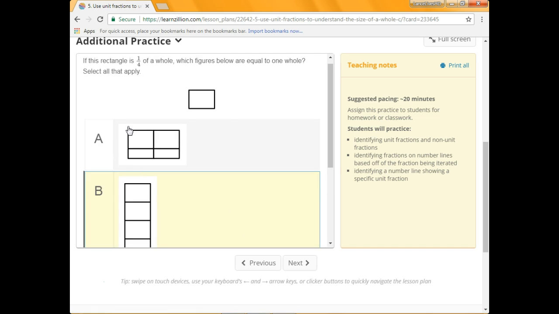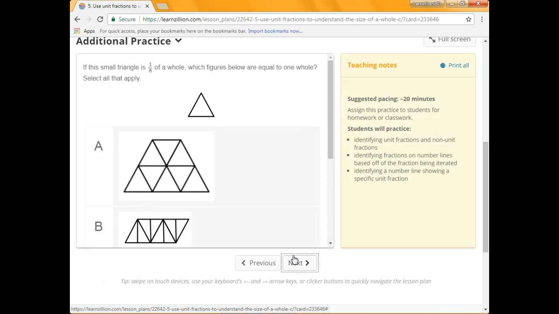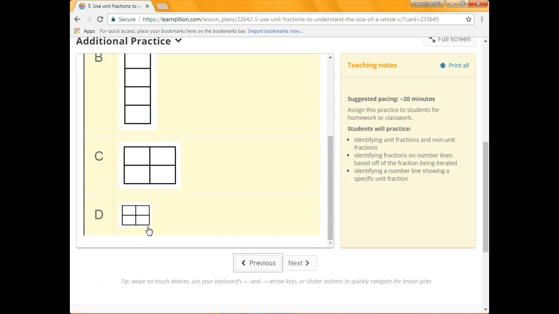And this would equal 1 whole. This would not equal 1 whole because these two are the size of that, while these two aren't the size of this. So that's the reason why A is not a correct answer. And actually, D is not a correct answer either because it's too small.